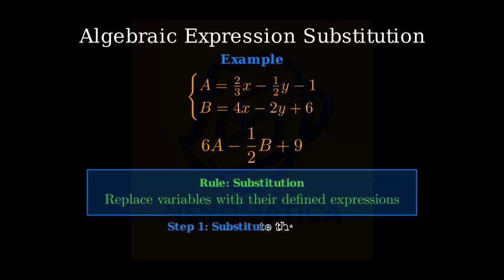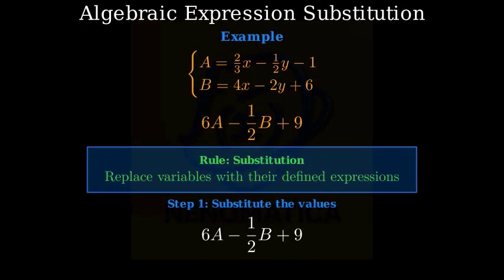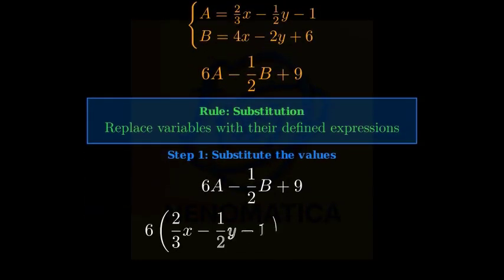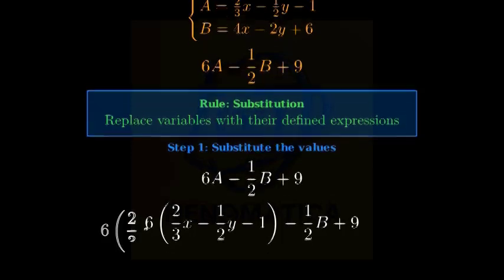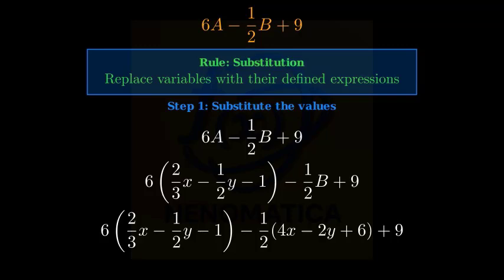Our expression is 6a minus 1/2 b plus 9. First, we substitute a with 2/3 x minus 1/2 y minus 1. Then, we substitute b with 4x minus 2y plus 6. This gives us 6 times the quantity (2/3 x minus 1/2 y minus 1) minus 1/2 times the quantity (4x minus 2y plus 6) plus 9.